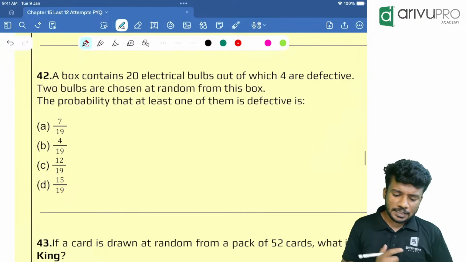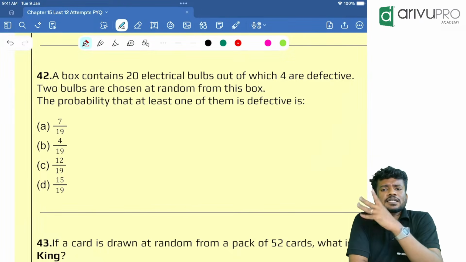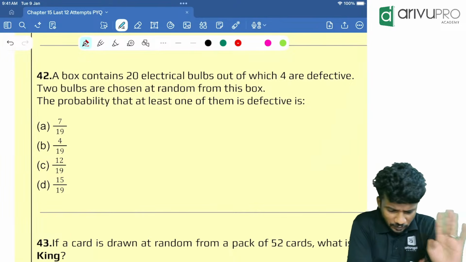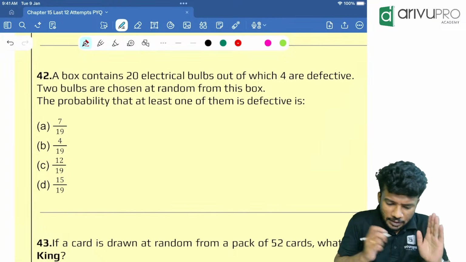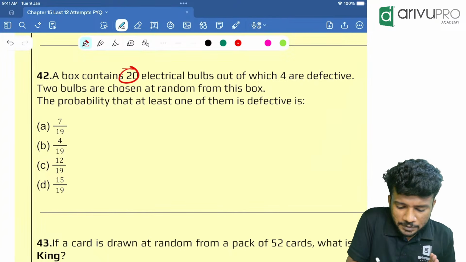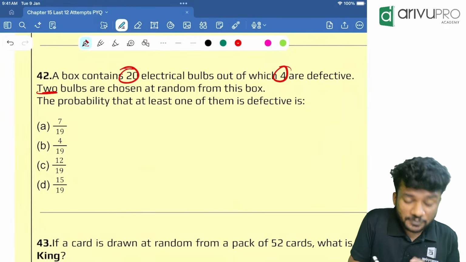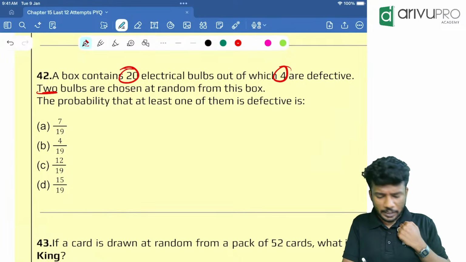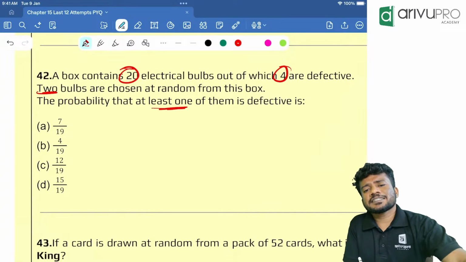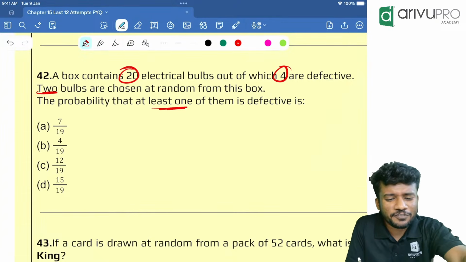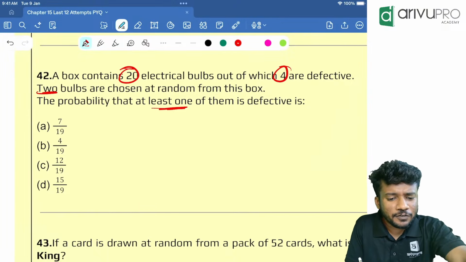A box contains 20 electrical bulbs, out of which 4 are defective. 2 bulbs are chosen at random from this box. In total there are 20 bulbs, 4 are defective, and we are choosing 2 bulbs. Then the probability that at least one of them is defective is the question. How will you find the answer for at least one of them is defective?